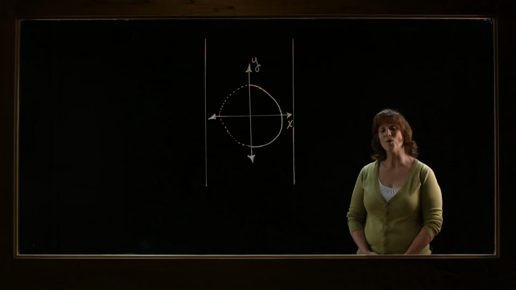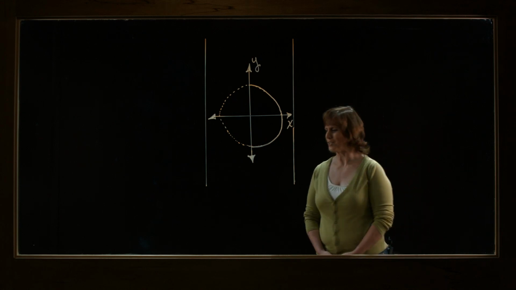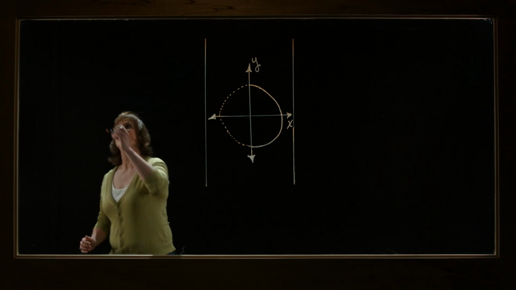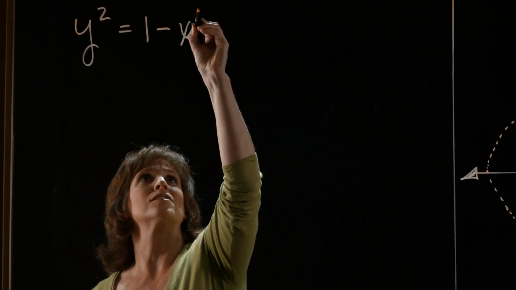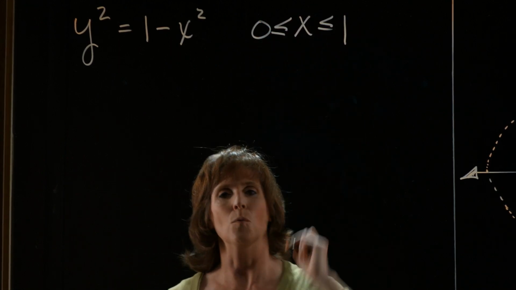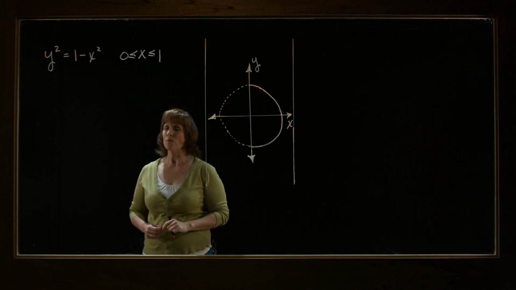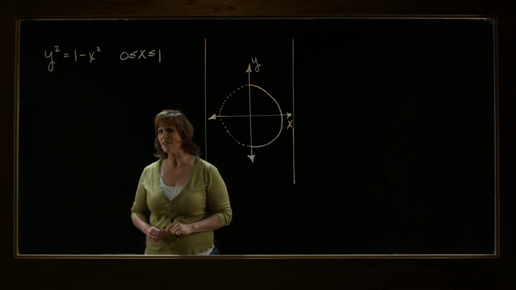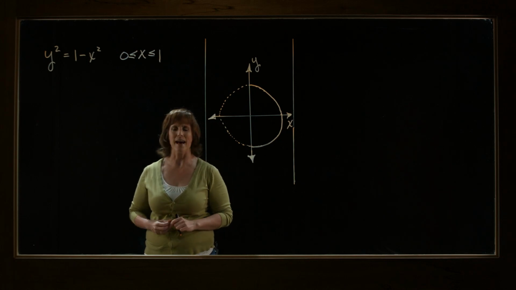Hi, I'm Cheryl Leach. In this video, we're going to be looking at a process called implicit differentiation. Let's start with an equation. We're going to be looking at y squared equals 1 minus x squared when x is between 0 and 1. Now, I want to find the derivative, and in this case, I want to find dy dx. But this is different than any problem that we've had so far because my equation is not solved for y. So how do I handle that?